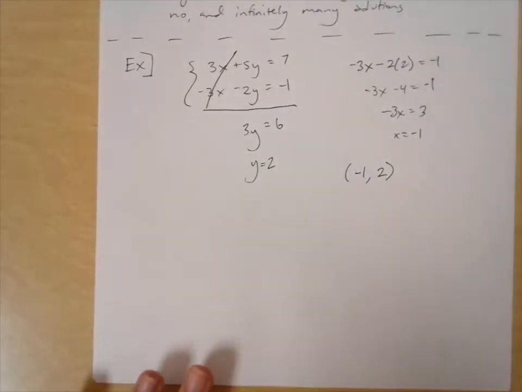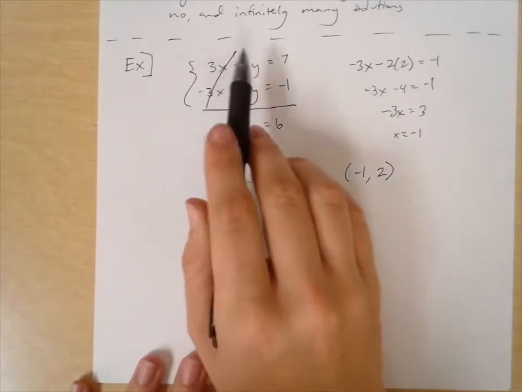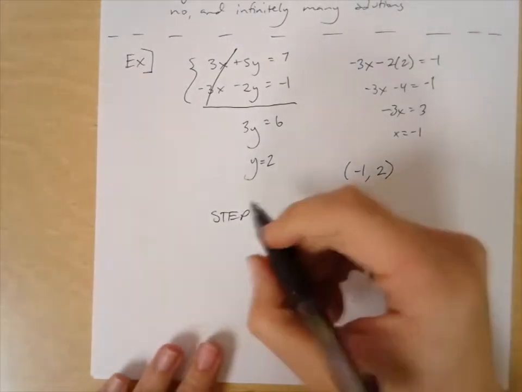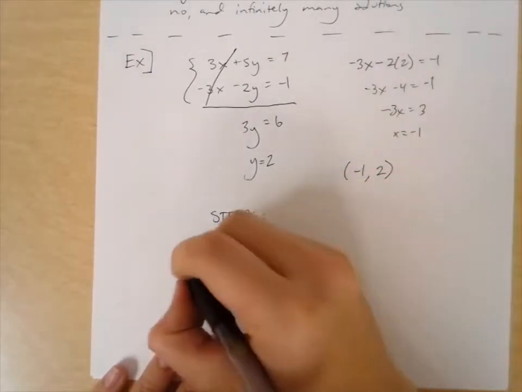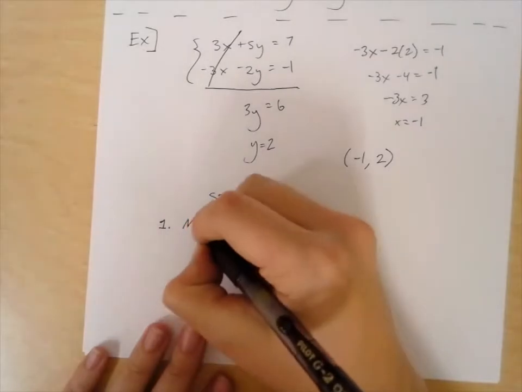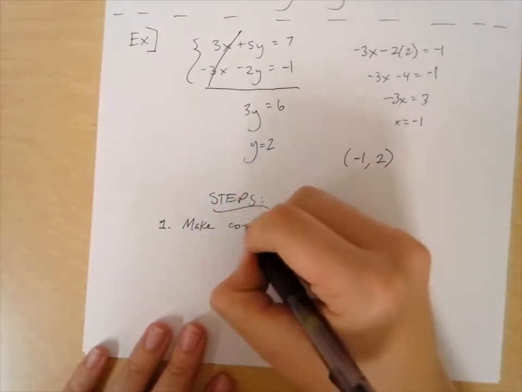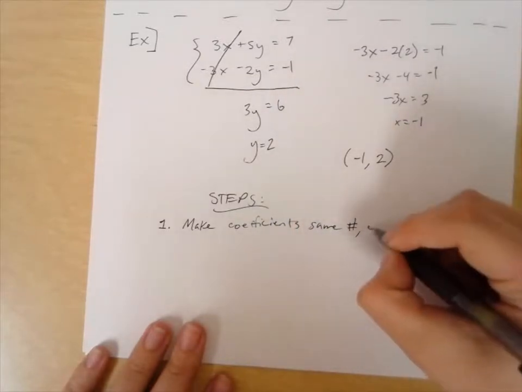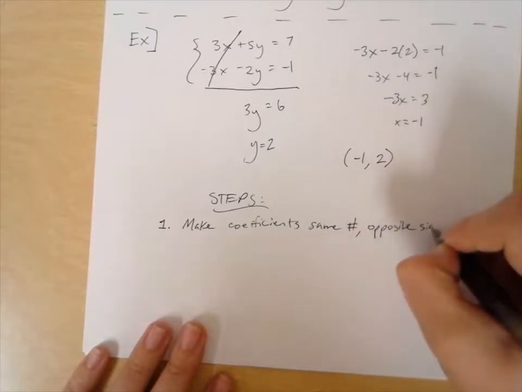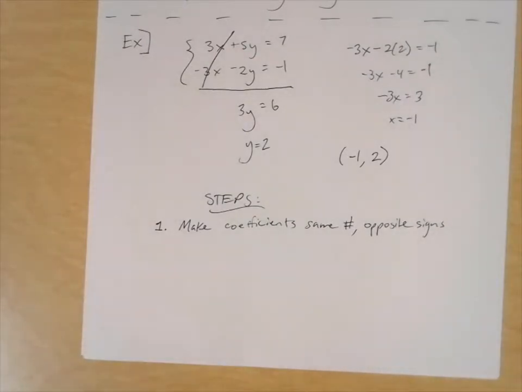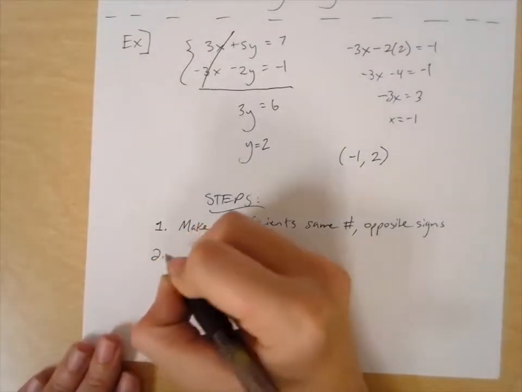We can write up some basic steps for this process because it's not always going to be this simple where they cross out automatically. So what we can write out are the steps. The first, number 1, is that we need to make coefficients the same number but opposite signs. And typically, one coefficient, either the x's or the y's, one set of those will kind of lend themselves to be made into the same number a little bit more than the other. And we'll talk more about that as we do more examples.